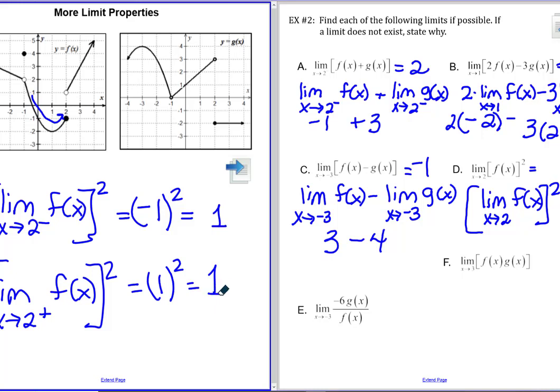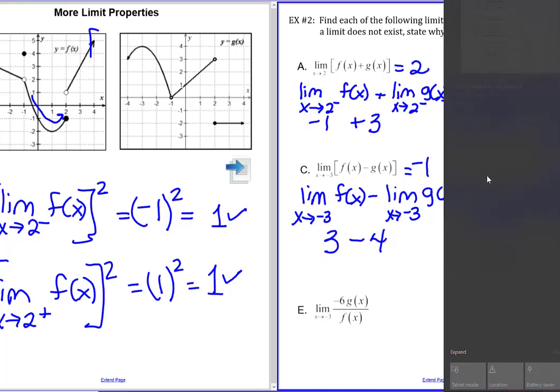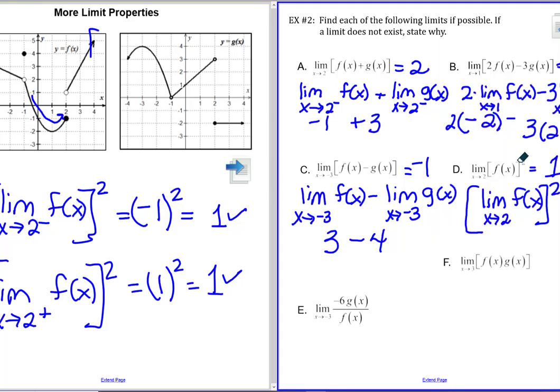So in order for the general limit to exist, the limit from the left and the limit from the right must be the same value. In this case, they're both +1. So we can say that the limit as x approaches 2 for f of x, quantity squared, will be +1.